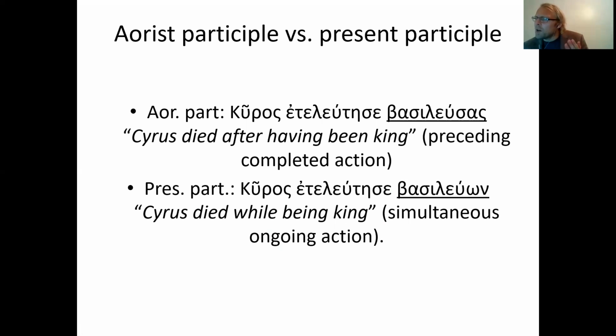Now, if the participle in this phrase would be in the present tense instead, which is to say that the phrase would read Kyros eteleutese basileuon, the participle basileuon would not express a preceding completed action at all, but rather the opposite. That is, an action which is uncompleted, simultaneous, and ongoing. Or at least ongoing in relation to the time of the events depicted in the phrase. So in this case, the phrase would translate as Cyrus died while being king.